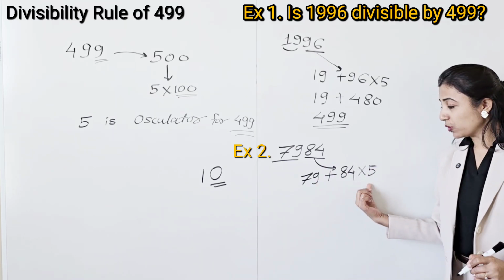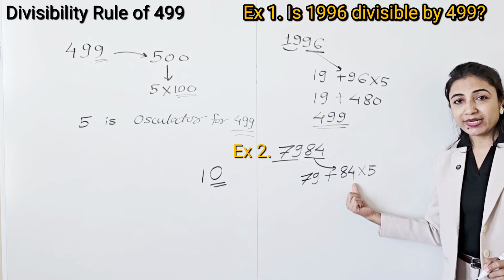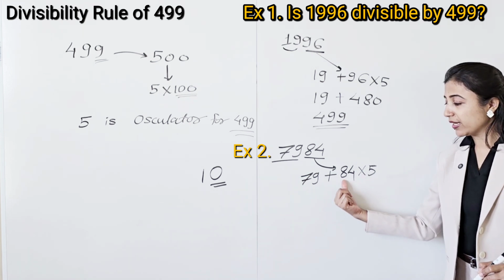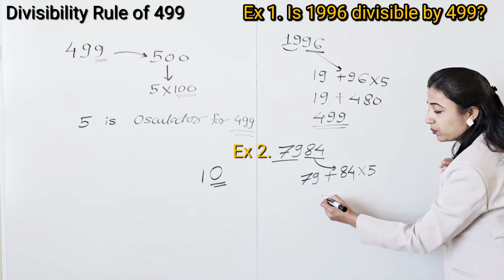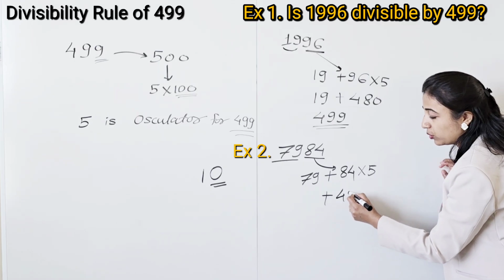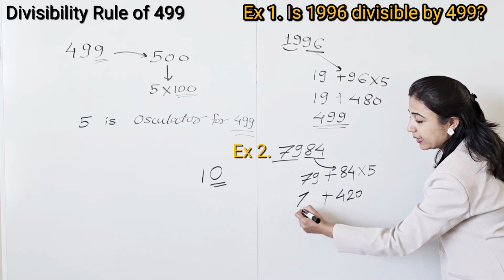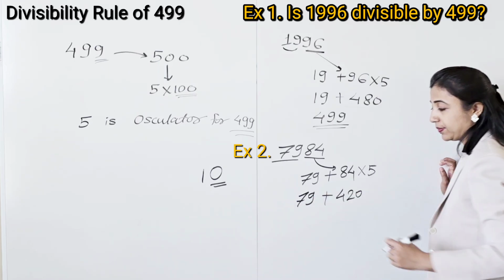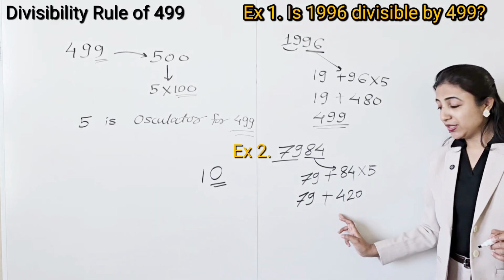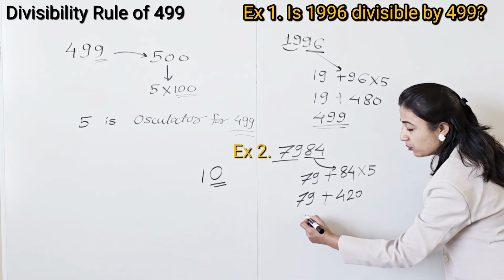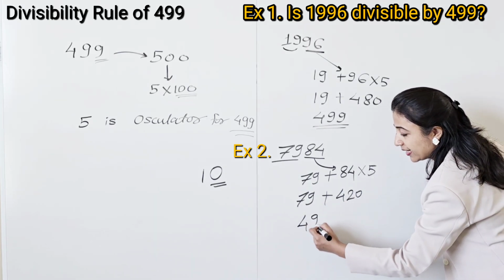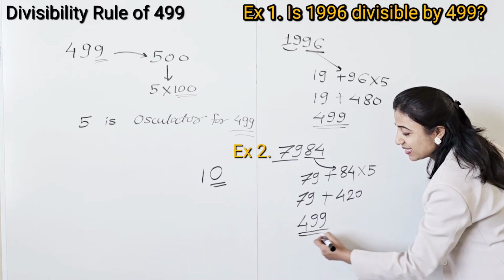Now multiply: 5 into 4 is 20, write 0, carry 2. Here it is 40 plus 2, 42. So 420, plus the remaining 79. Take the addition. Here it is 499. Oh, we get the same number.